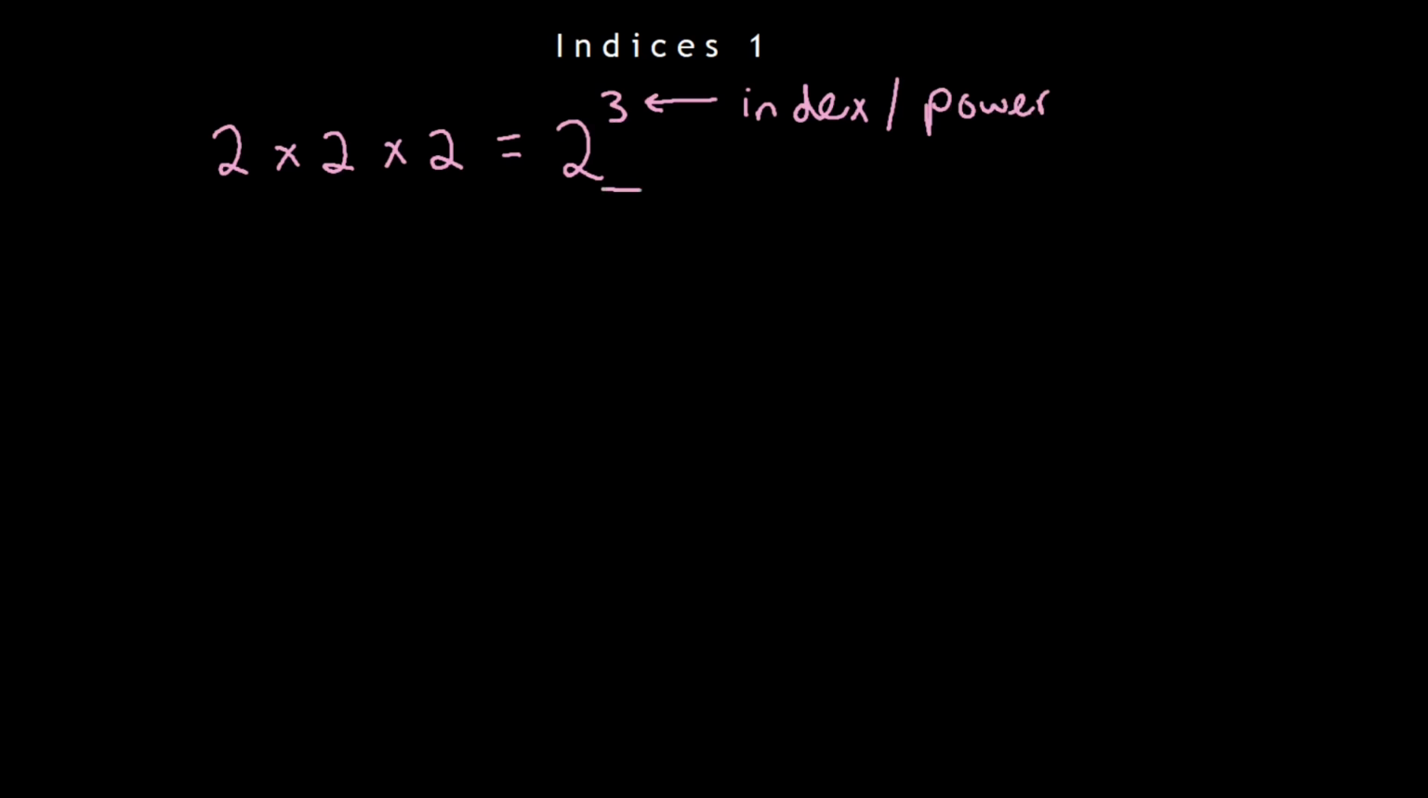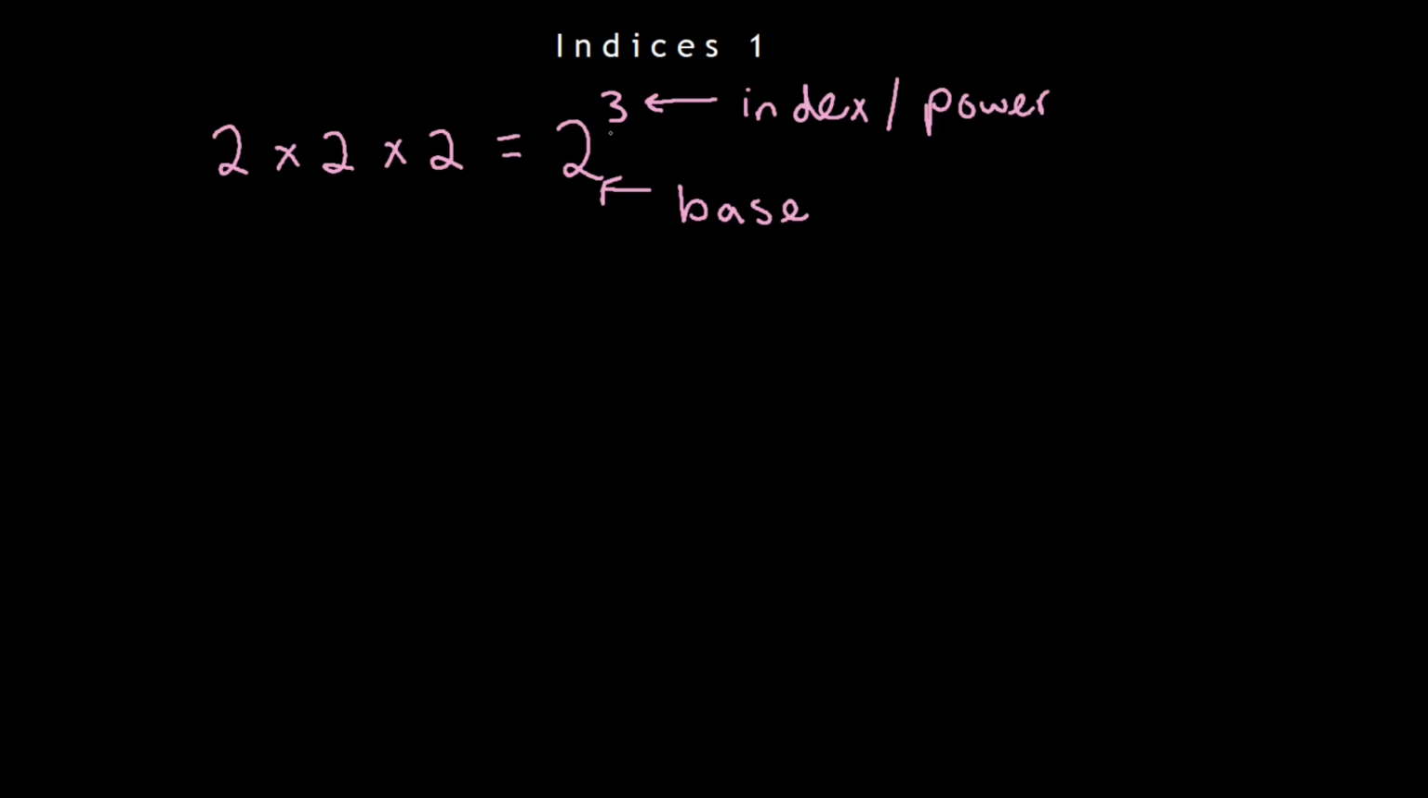This number, I should have drawn the arrow the other way around, is what we call the base number. Okay, it's our base. It's important that you remember what a base is, because we're going to be referring to it in the later videos. Right, now why do we use it? Why do we need indices? Why do we have to write it in this way?